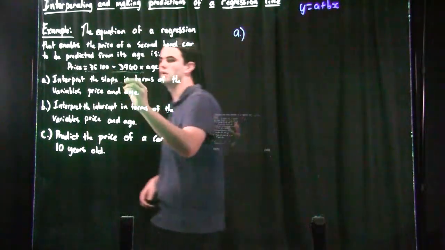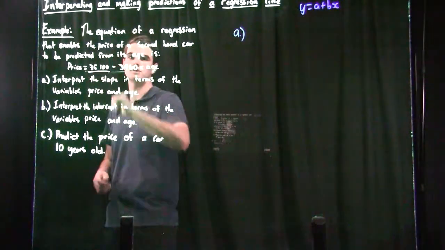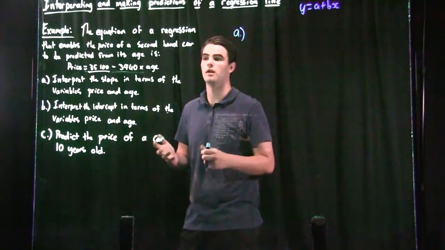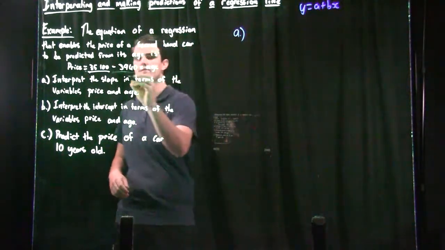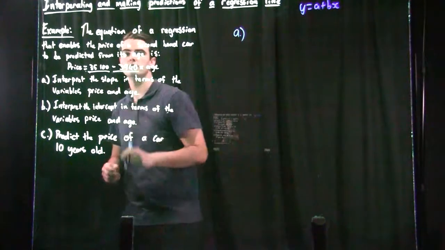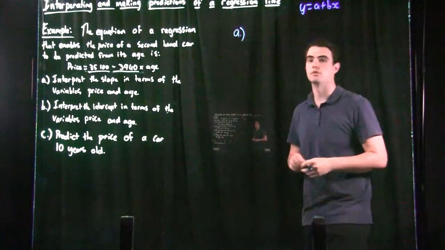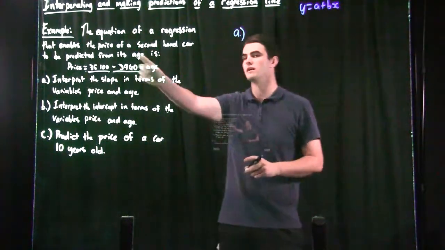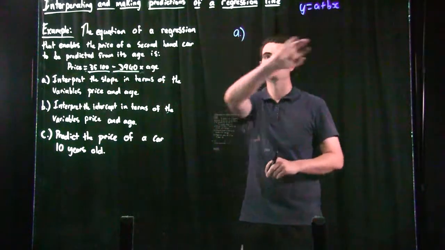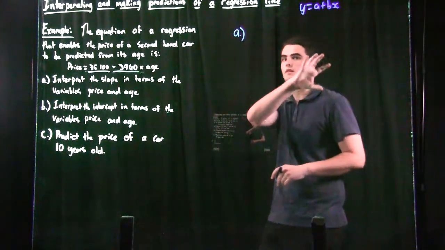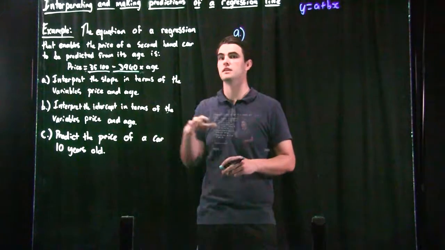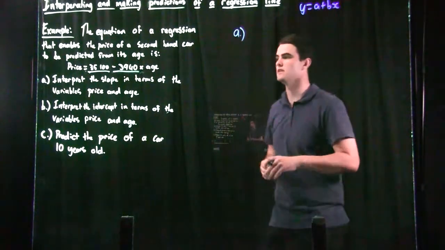So my A value is going to be my intercept. The intercept is 35,100, and my slope, or B value, will be negative 3,940. It's important that we can understand why that is a negative. It is a negative because in the original equation it's a positive, therefore that value of B is a negative. If you need that explained, come and see us.